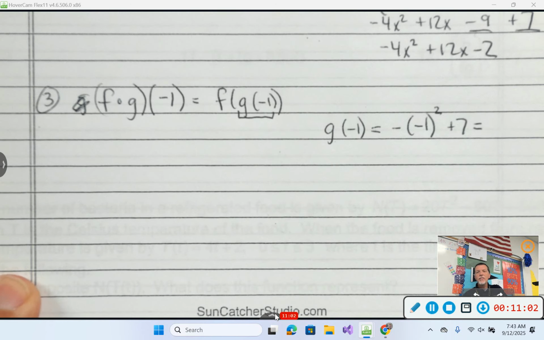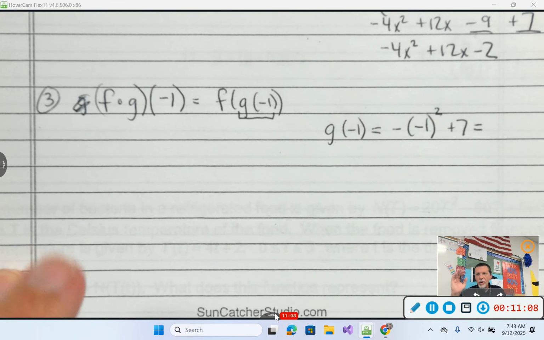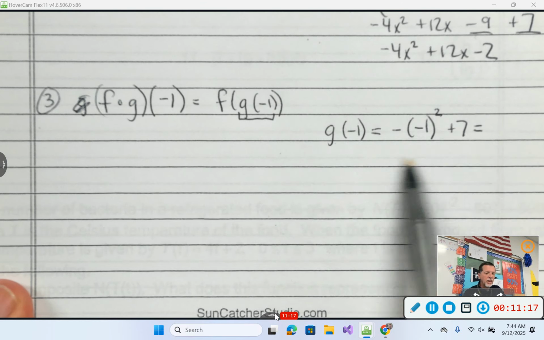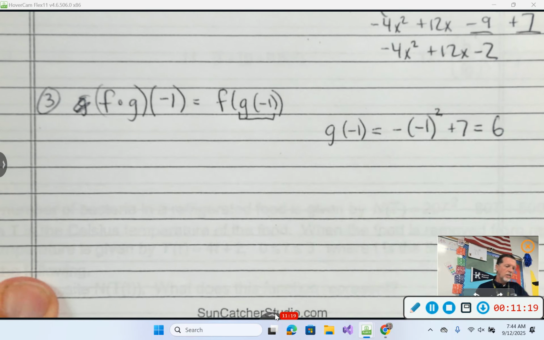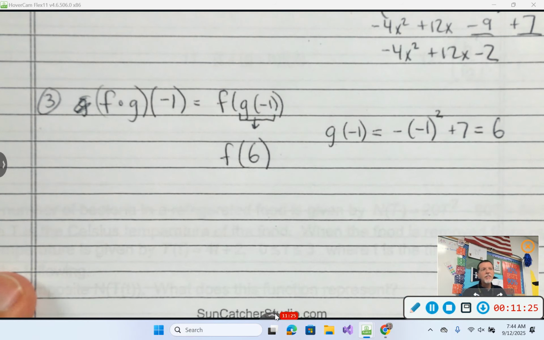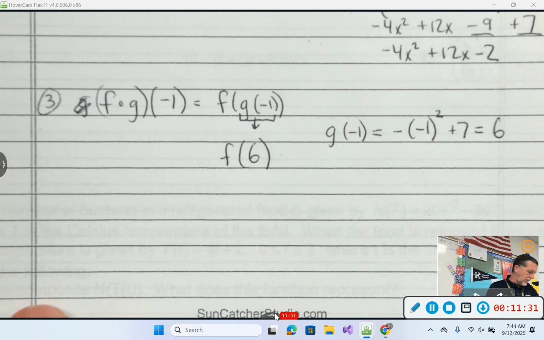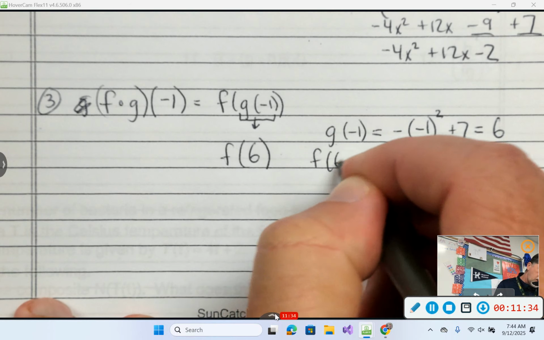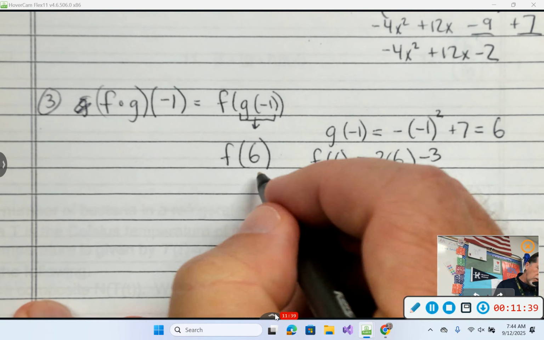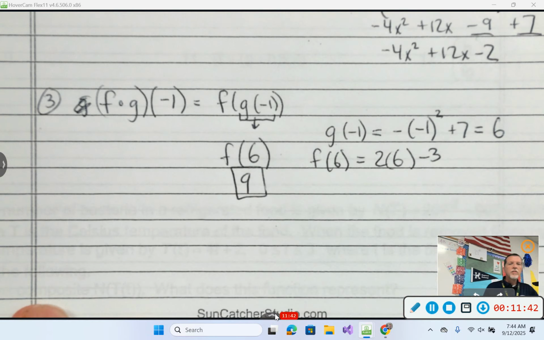So can you do all that in your head without messing up the minus signs? What's negative square of -1 plus 7? The answer is 6. This becomes -1 plus 7, which is 6. So g of -1 is 6. And now I'll find f of 6. So now I'm going to go grab the f function and plug 6 in. 2 times 6 minus 3. 12 minus 3 is 9. So my answer is 9.